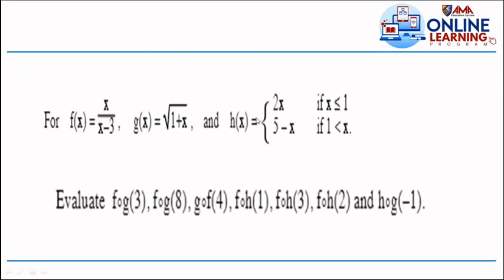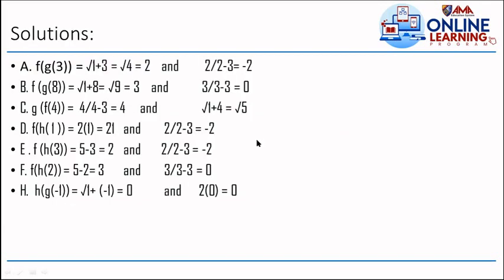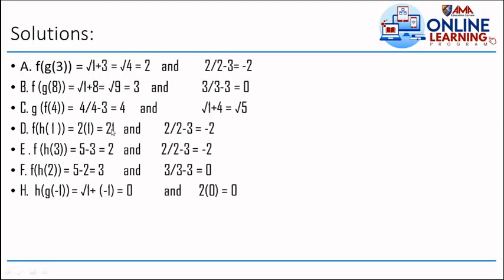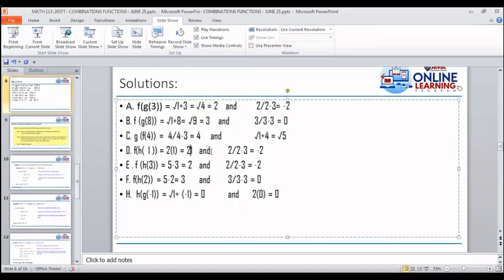Okay? In our h, there is a condition, okay, may condition tayo, if x is less than or equal to 1, gagamitin natin yung 2x. If x is greater than 1, we're going to use the 5 minus x. Okay? So we have, so 2 times 1. Ito na siya, no? 2x, no? So, 2 times 1 is 2 lang po ito, no?